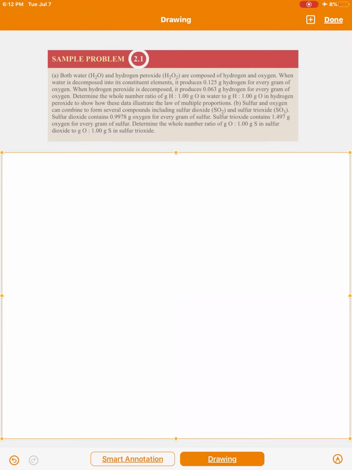Okay? So the idea here is essentially that if you take two compounds, there's water, and there's hydrogen peroxide. The issue is, how do we know those are the chemical formulas of those two compounds? One way is through the law of multiple proportions.